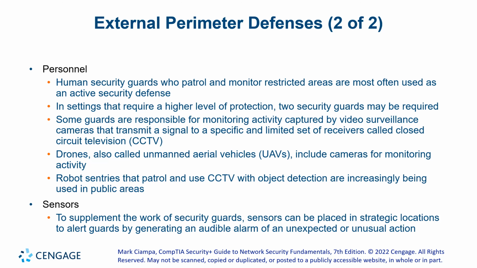Robot sentries that patrol and use CCTV with object detection are increasingly being used in public areas because it's a little bit easier than people sometimes, especially if you're out in the middle of nowhere or in inclement weather type places. Then you have sensors to supplement the work of security guards. Sensors can be placed in strategic locations to alert guards by generating audible alarms of an unexpected or unusual action.